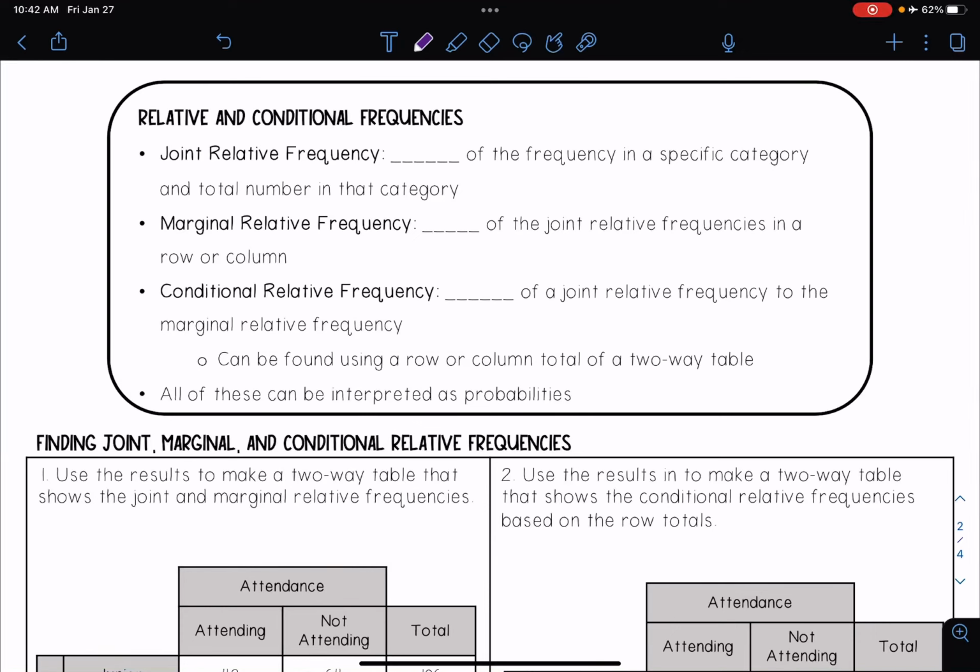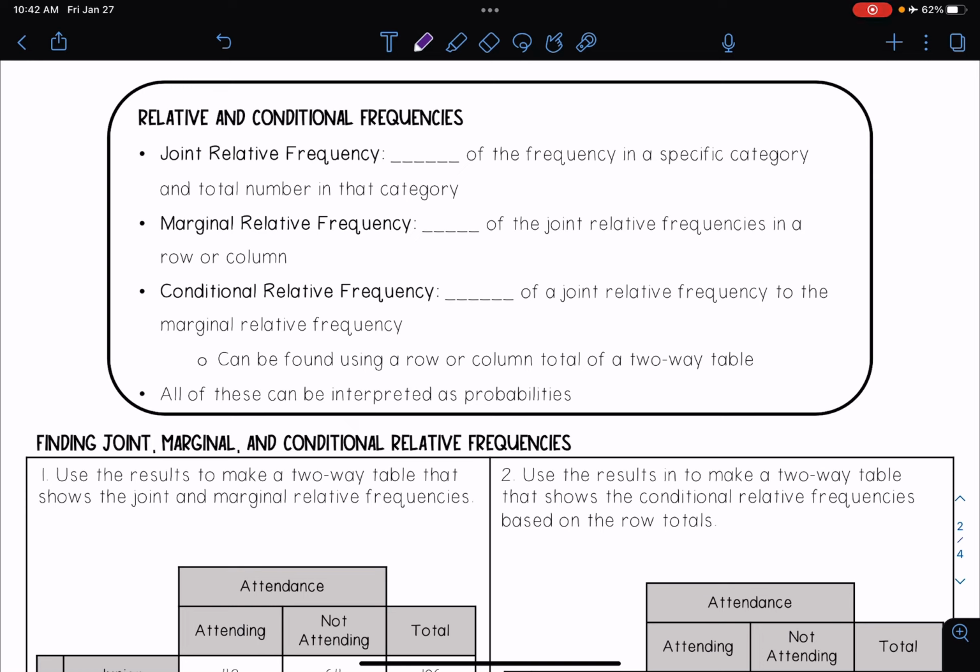In this video, we're going to be looking at relative and conditional frequencies. So we can display values in a two-way table as frequency counts, as we did in the previous video, or we can do them as relative frequencies. And so we have three different types of relative frequencies.